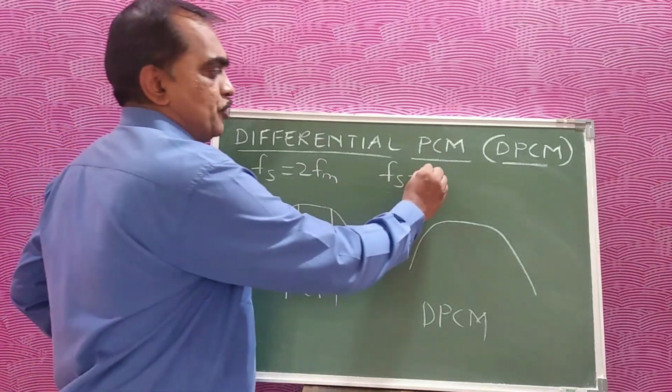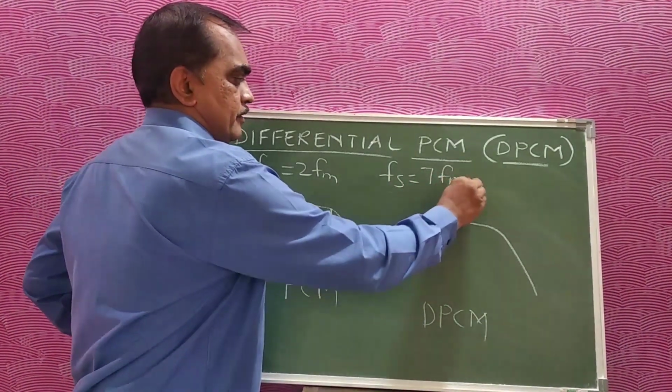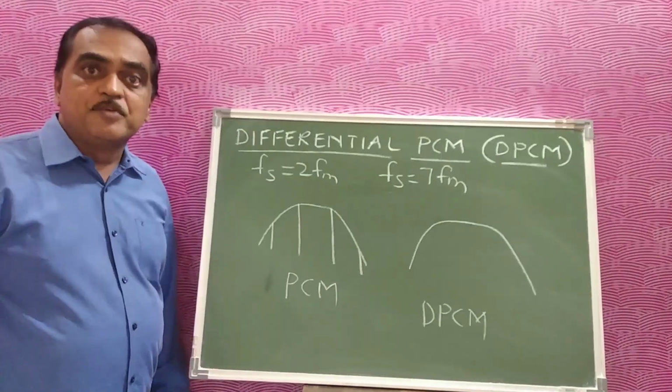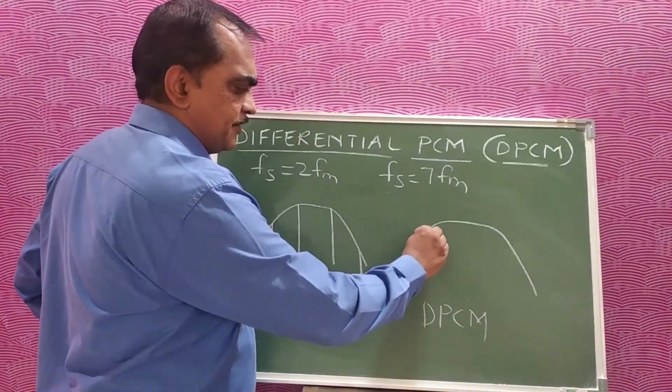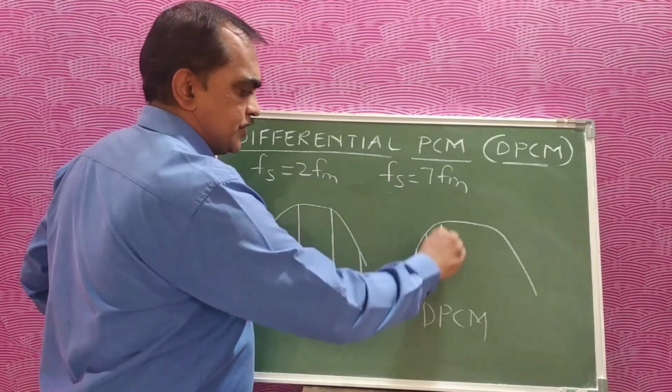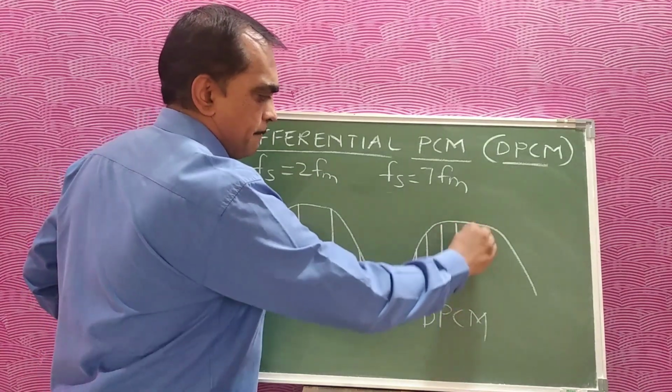Say for example, we put it as 7 FM, 7 times the modulating frequency. Then you can see samples which are very near to each other.